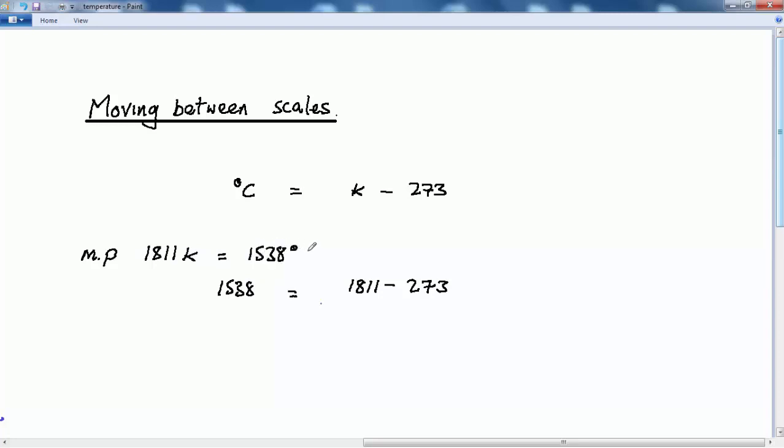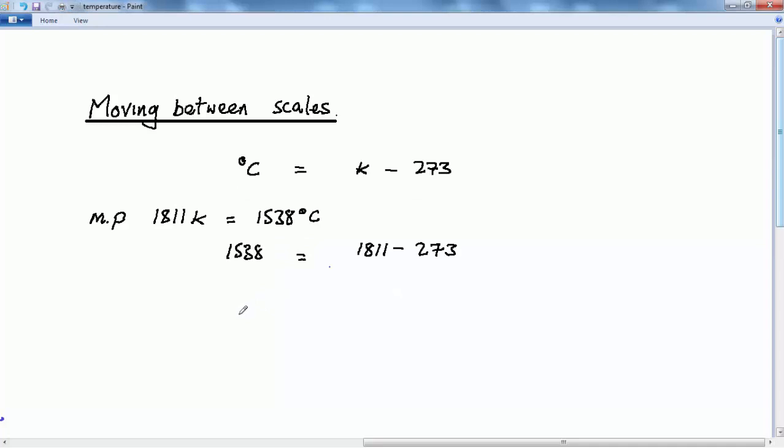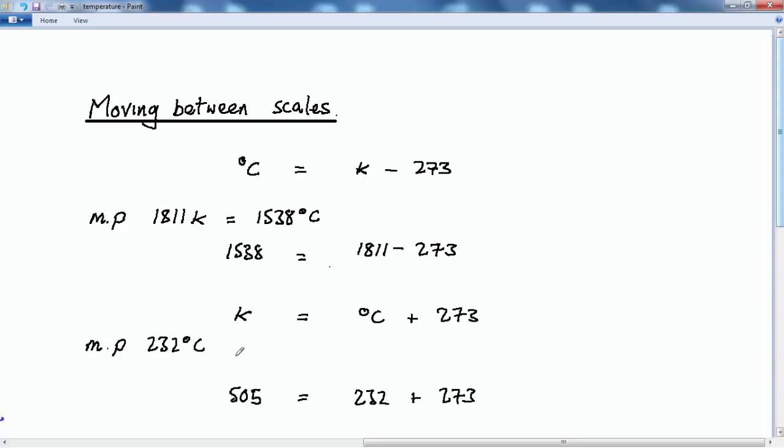So that's equal to 1538 degrees Celsius. Conversely, if we want to go from degrees Celsius to Kelvin, then the temperature in Kelvin will be equal to the temperature in degrees Celsius, this time with a positive shift of 273. So we're told that the melting point of tin is 232 degrees Celsius, and we want to find out what that is in Kelvin. Well, that will be equal to 232 plus 273, which is 505. So that will be equal to 505 Kelvin.